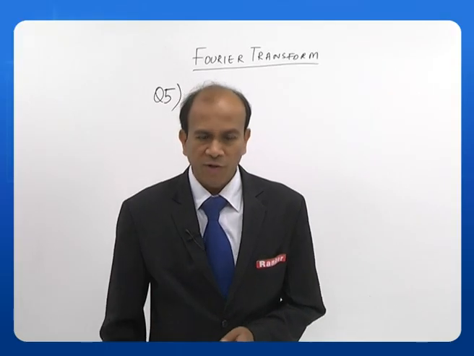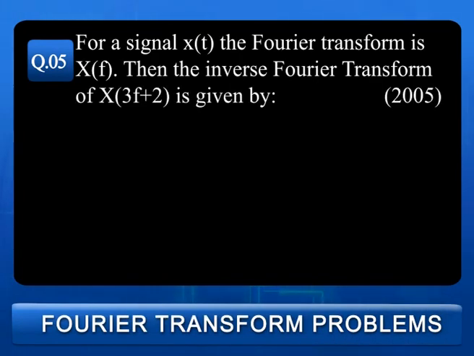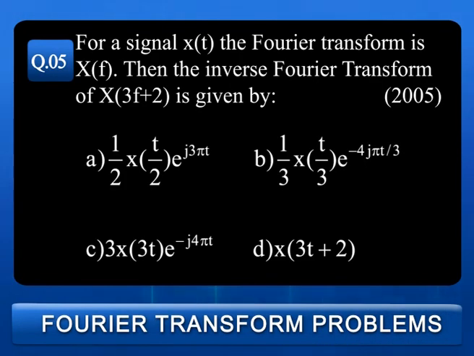Now, we have a fifth question here. This question was asked in the year 2005. For a signal x of t, the Fourier transform is x of f. Then, the inverse Fourier transform of x of 3f plus 2 is given by A, half of x of t by 2 e to the power of j 3 pi t, B, 1/3 x of t by 3 e to the power of minus 4 j pi t by 3, C, 3x of 3t e to the power of minus j 4 pi t, and D, x of 3t plus 2. These are the different choices.